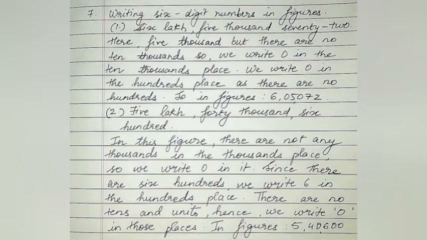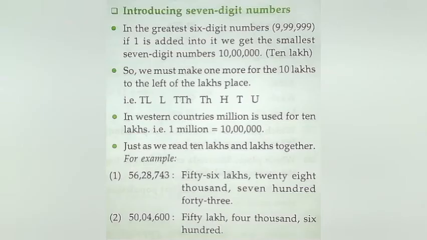Zero adding is not very difficult in this chapter, so this technique is easy. Now introducing 7-digit numbers. In the greatest 6-digit number, 9,99,999, if 1 is added to it, we get the smallest 7-digit number, that is 10 lakh. When you add 1 to 9,99,999, the greatest 6-digit number, you get 10 lakh, the smallest 7-digit number.